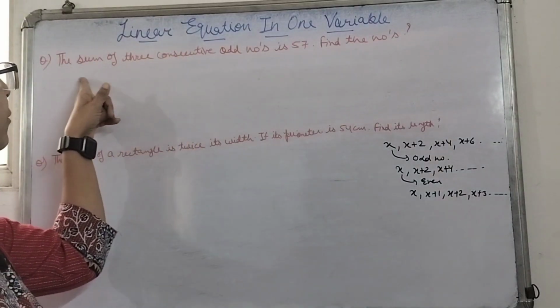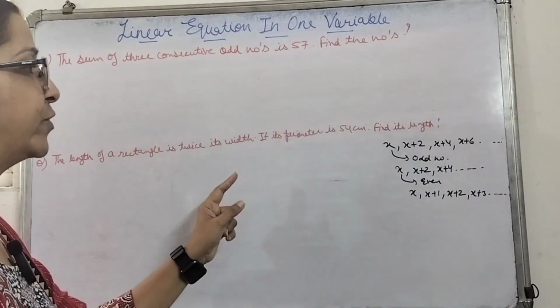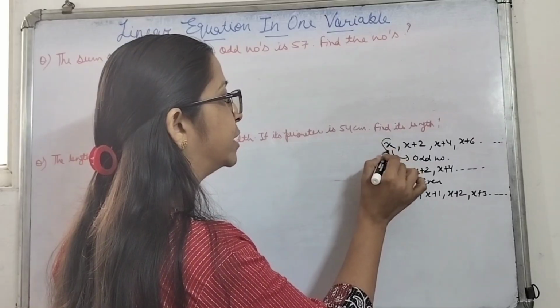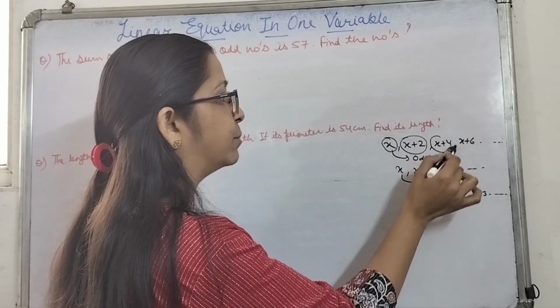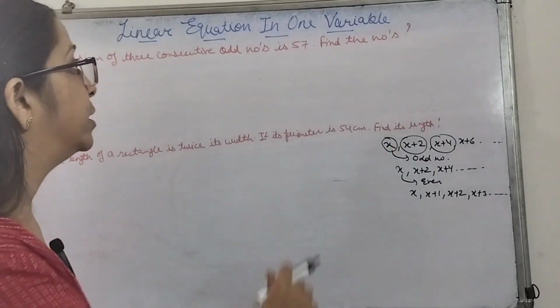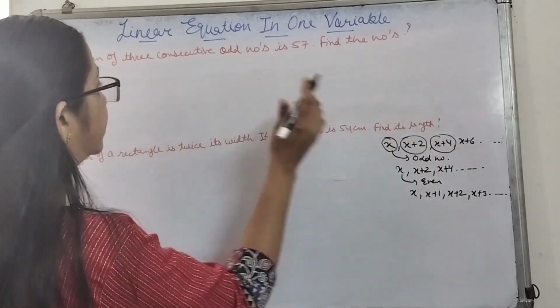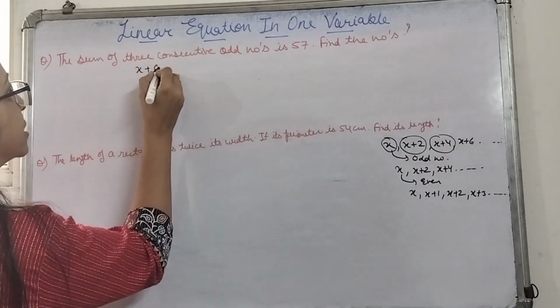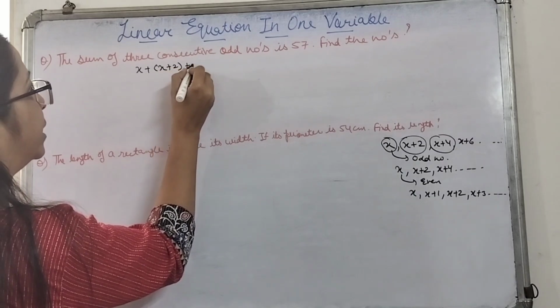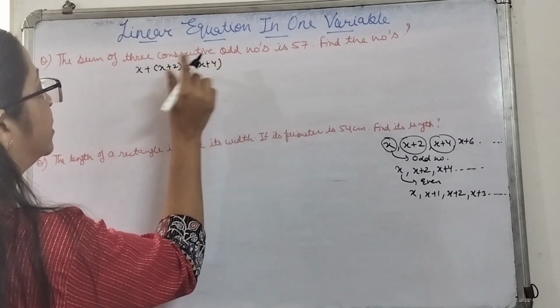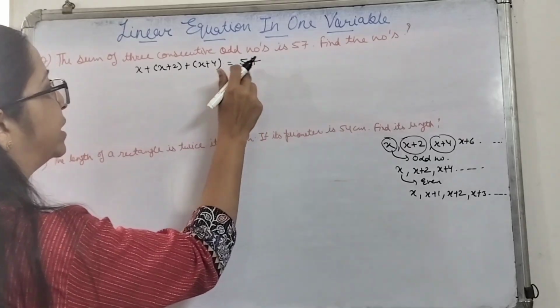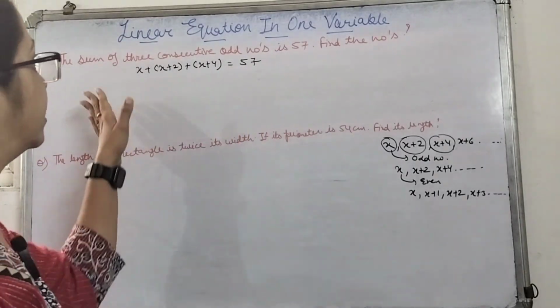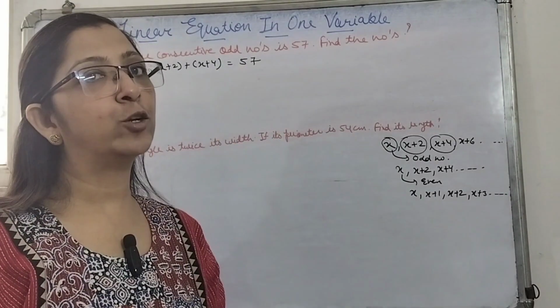Now over here, the sum of 3 consecutive odd numbers is 57. So if the first number is x, the next number will be x plus 2 and the next number will be x plus 4. So the sum of these three, that is x plus x plus 2 plus x plus 4, is given to us as 57. It is equivalent to 57. This is how we will frame an equation.